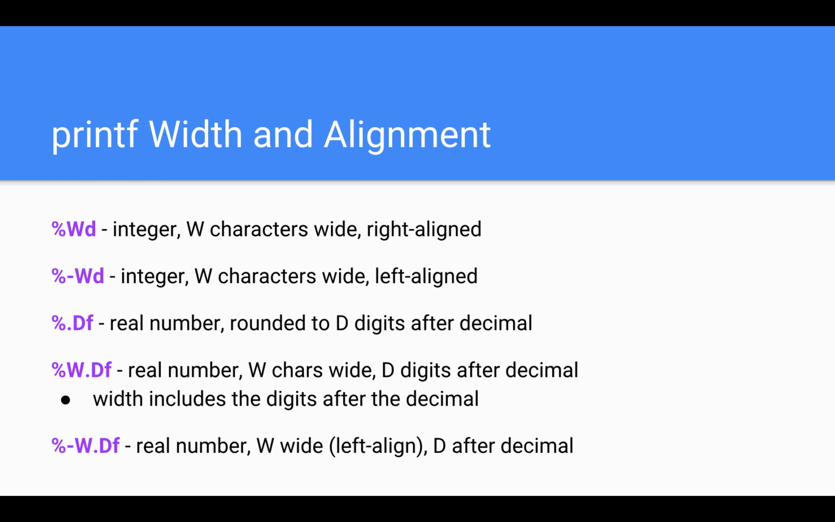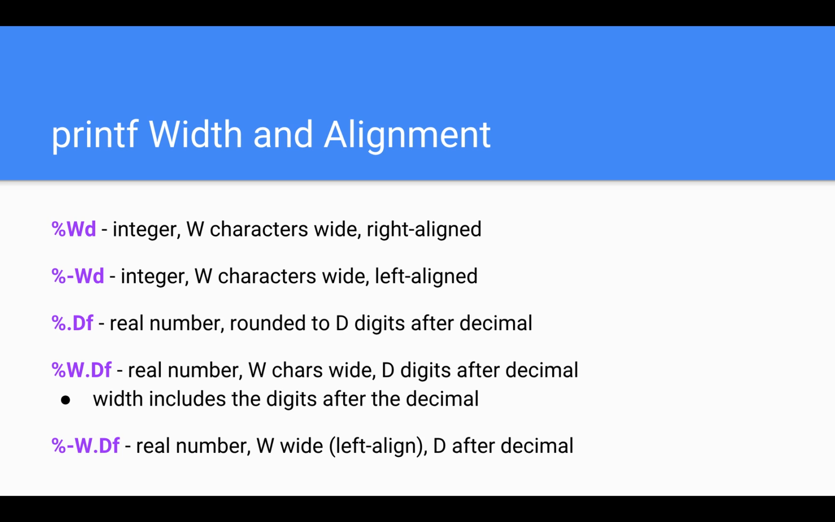So printf with width and alignment. %wd is for an integer that's w characters wide and right aligned, because the default for printf is to have things be right aligned. %-wd is an integer that's w characters wide and left aligned.